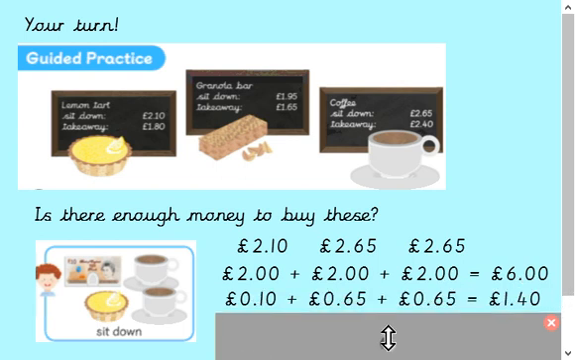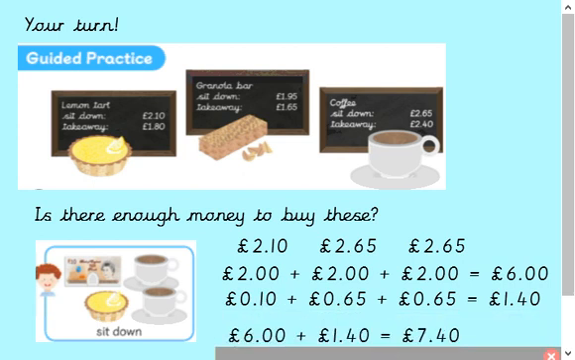We then have 65 and 65, that's what's left from these two prices, and then 10 pence. And if we're going to add them together, 65 and 65 would be 130 or £1.30, and then we'd add 10 on, will give us £1.40. We then, of course, need to recombine. So we've got £6 plus £1.40 will give us £7.40.